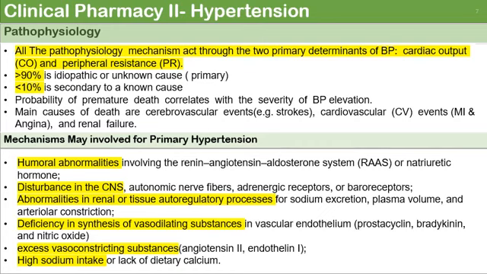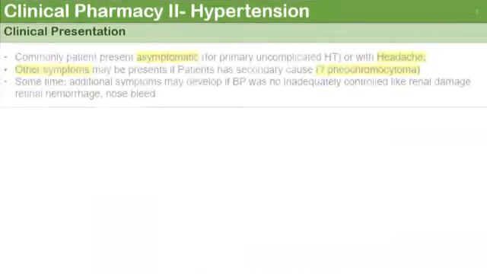Another mechanism includes deficiency in the synthesis of vasodilator substances like prostacyclin, bradykinin, and nitric oxide, or excessive release of vasoconstrictor substances like angiotensin 2 and endothelin. High sodium intake or low dietary calcium may cause elevation in blood pressure. All these mechanisms are postulated and none is fixed. Some patients may have multiple mechanisms that induce primary hypertension.